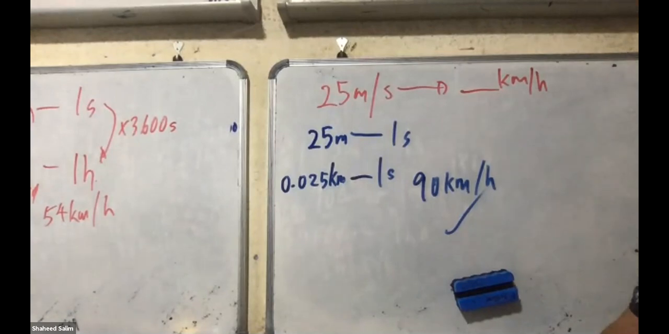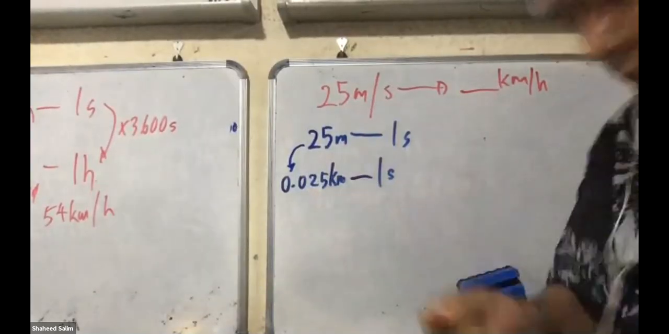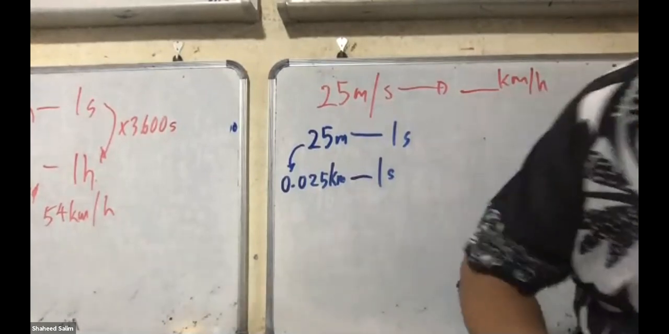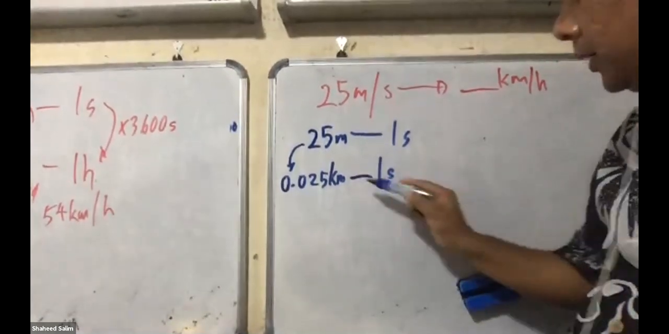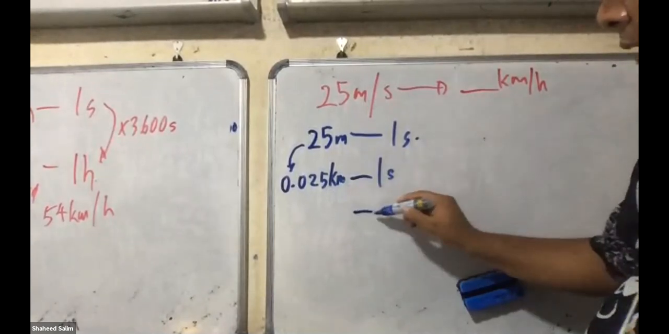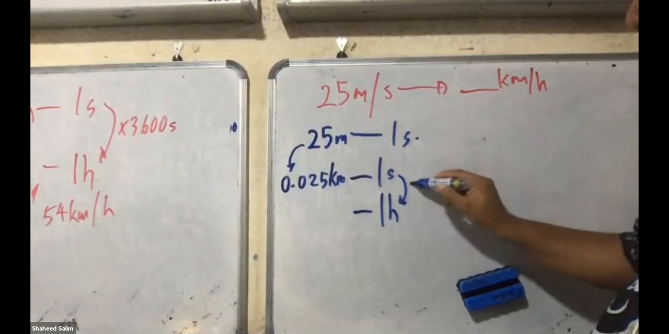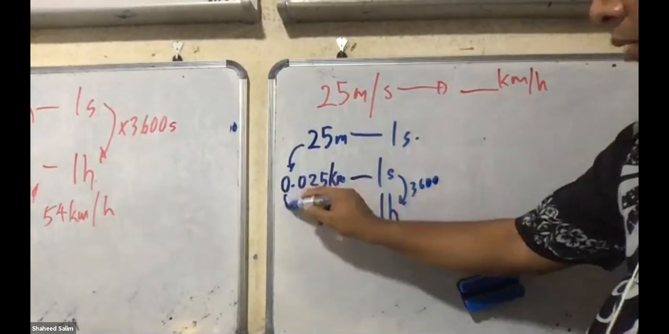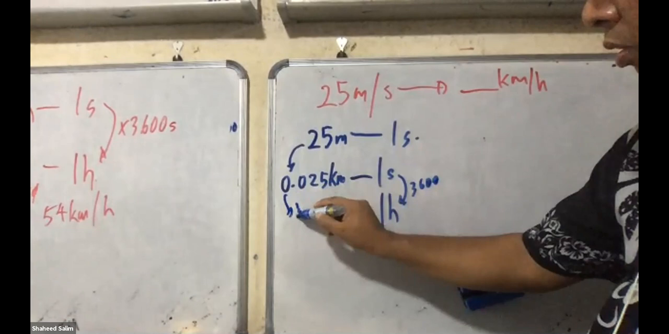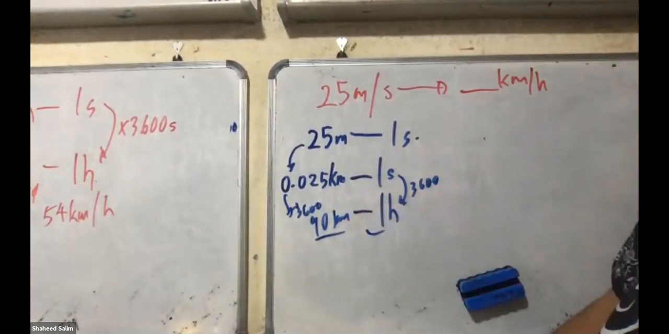Okay, you know how to do, huh? I'm just going to show you your method down here. If you did it like that, you change it to km first, no problem. This is still the same. Then you want to change to 1 hour, so you times by 3600, and you will get 90 km per hour. Yeah, this method is okay.